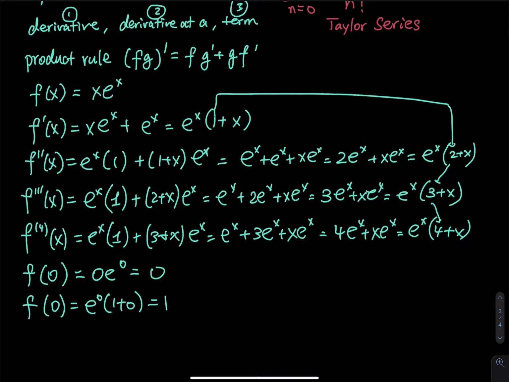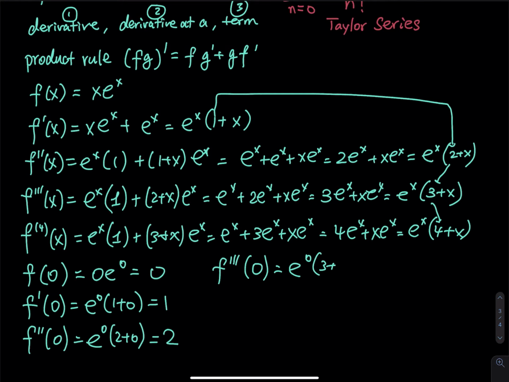First derivative, right? And then f double prime of 0. So e to the 0, and then 2 plus 0. So that is equal to 1 times 2, which is equal to 2. And then the triple prime. So that is e to the 0, and then 3 plus 0, that is equal to 3. And then the fourth prime. So that is e to the 0, and then 4 plus 0, so that is equal to 4.